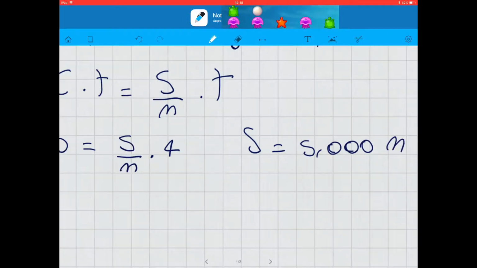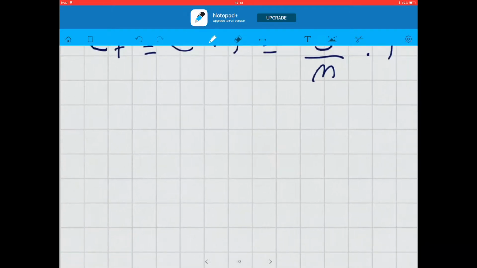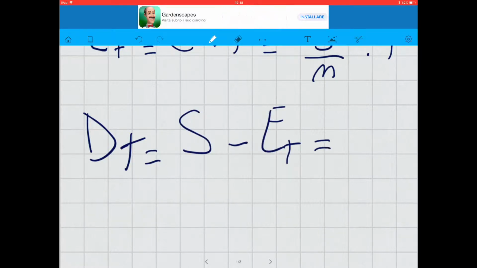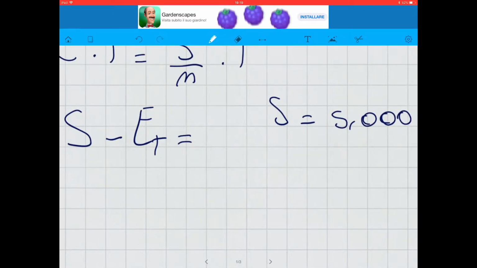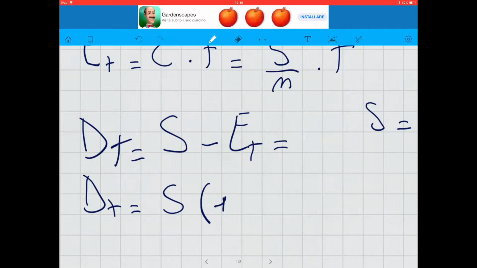Let me delete this equation because it's an intermediate step, I don't need it. And then there is also the residual debt. The residual debt is equal to the loan minus what we have paid, the discharge debt. This means that D_t is equal to S times 1 minus T divided by N.